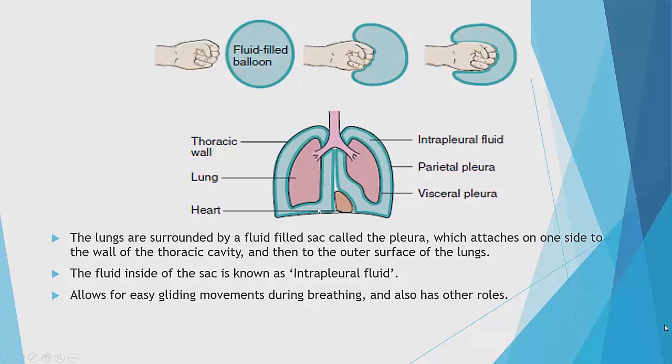So the lungs are surrounded by this fluid-filled sac, which is known as the pleura. And this attaches to both the wall of the thoracic cavity, known as the parietal pleura, and the wall of the lungs, known as the visceral pleura.